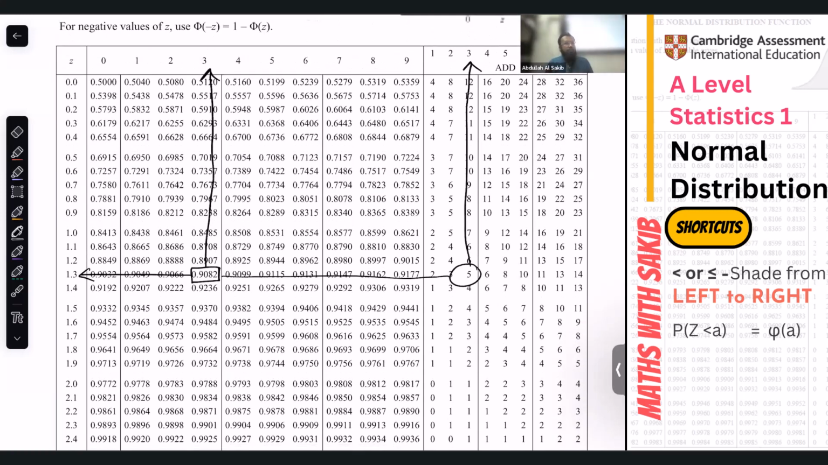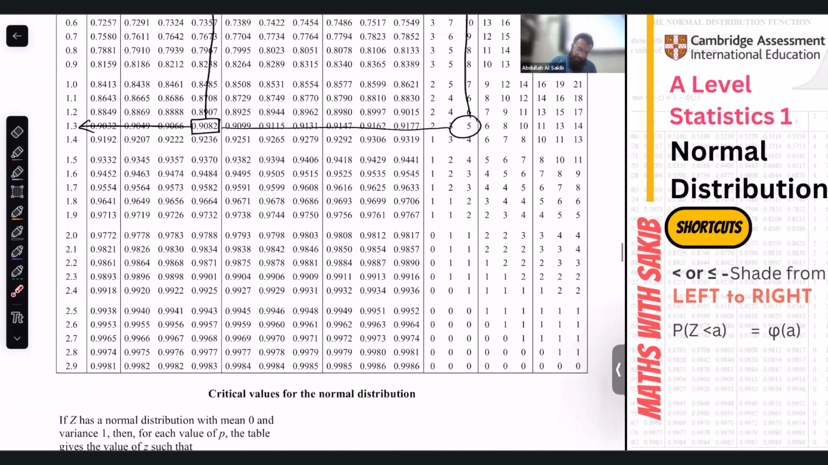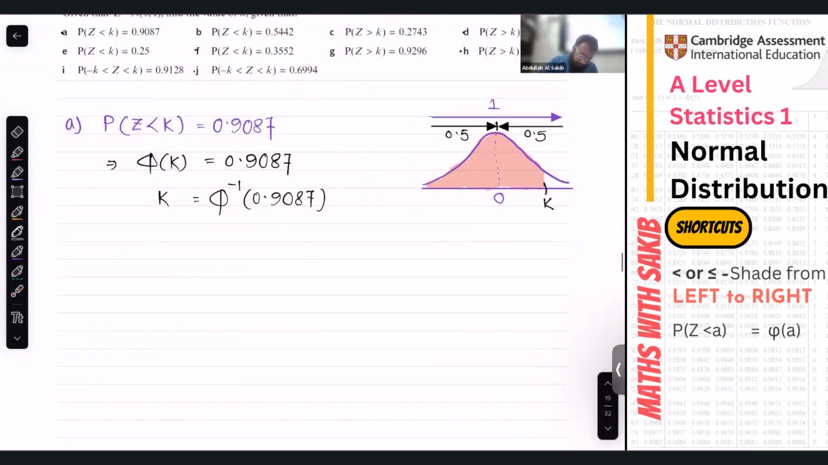Clear? So now the value of Z is 1.333. Clear? So let's write: value of Z is 1.333. Done. Is it clear, Baba?